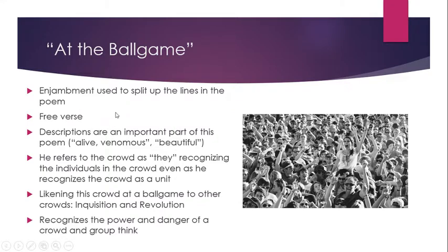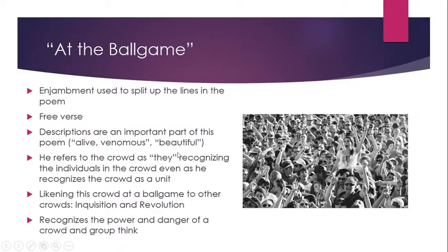So it's a free verse poem, and he uses enjambment to split up the lines. And his descriptions are something that we should pay attention to, because he describes the crowd as both alive and venomous, but also beautiful. So he's recognizing the duality of the crowd and its capacity for beauty, but also for venom, for vitriol. So he refers to the crowd as they, recognizing the individuals in the crowd, but he also recognizes the crowd as a unit. So when he calls it alive and venomous, he refers to it as a unit.